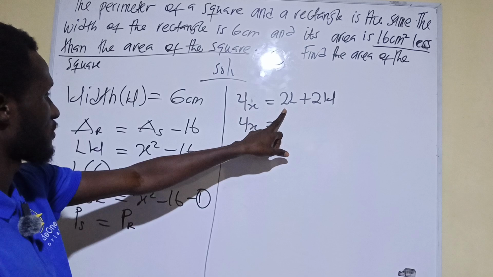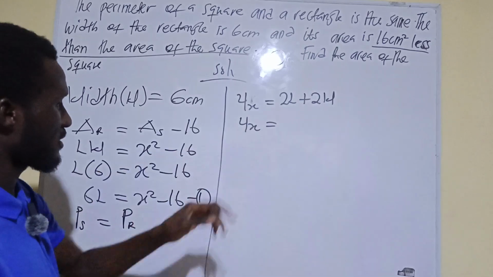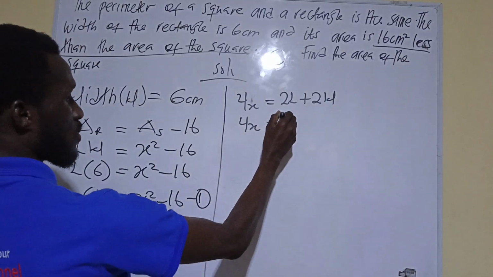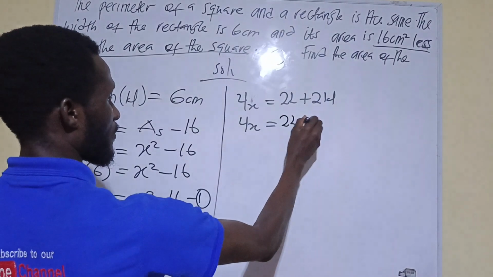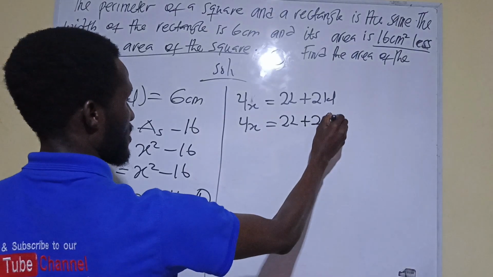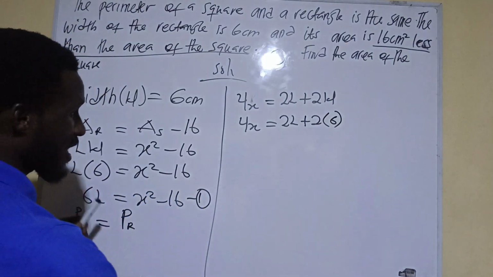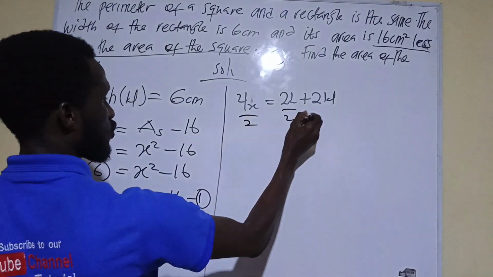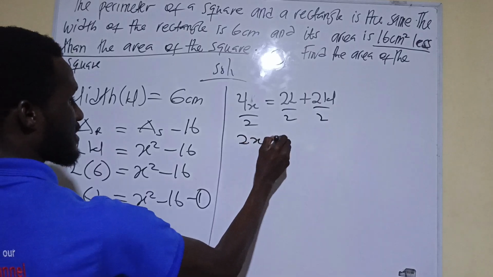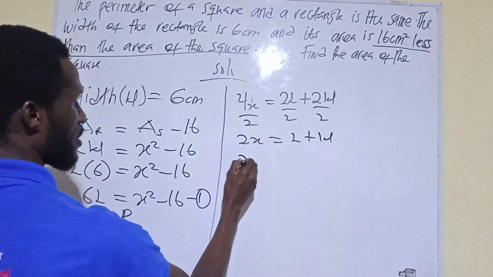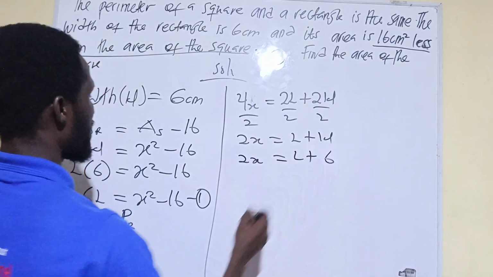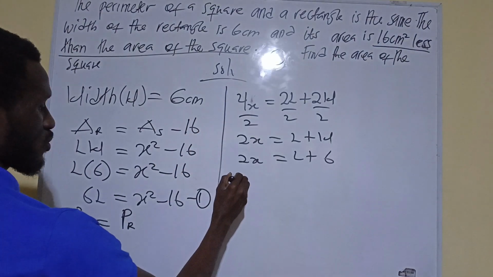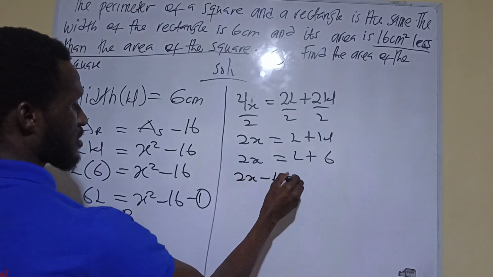Now, what is the L? We don't know L. Now, W is equal to 6. Let me break it down. Divide through by 2, divide through by 2, divide by 2. I'm going to get 2X is equal to L plus W. Now, the W is equal to 6. Now, let me make L the subject. So, L will be equal to 2X minus 6.